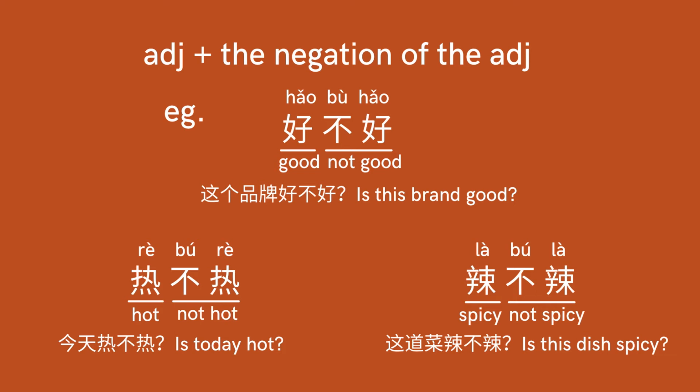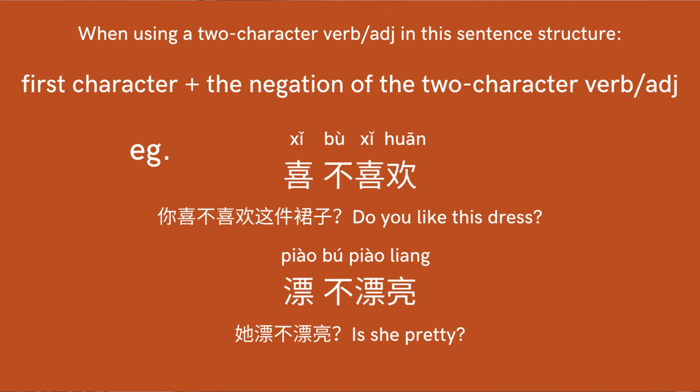Is this dish spicy? So the bonus tip is if we want to use a two-character verb or adjective, for example, 喜欢, like, we usually use the first character of the verb or adjective, namely 喜, plus 不, plus the two-character verb or adjective, namely 喜欢. So instead of saying 你喜欢这件裙子吗? We can say 你喜不喜欢这件裙子? Instead of saying 她漂亮吗? You can say 她漂不漂亮? Is she pretty?